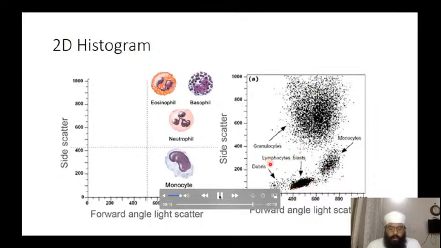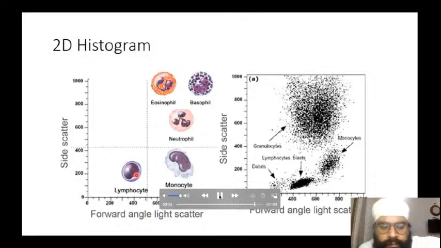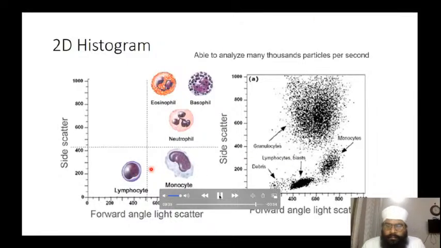So obviously these are lymphocytes, because the lymphocytes are smaller in size and they are simple cells. Of course, this is a very useful technique used to count the cells and to analyze the phenotype and the health situation of the cells. And what's very special about this technique is that we can analyze many thousands of particles and cells per second.